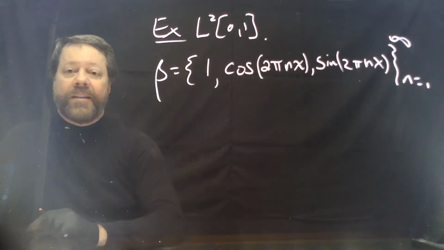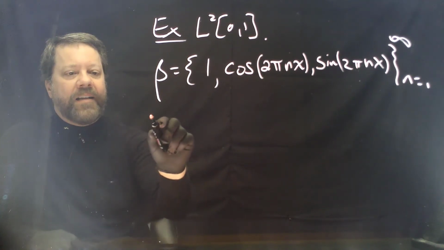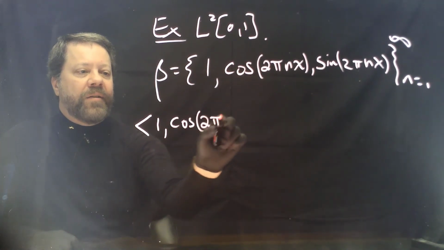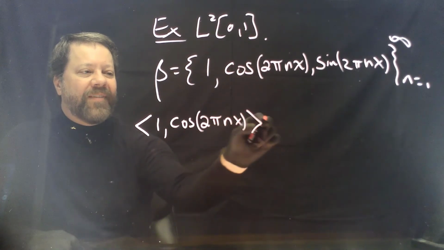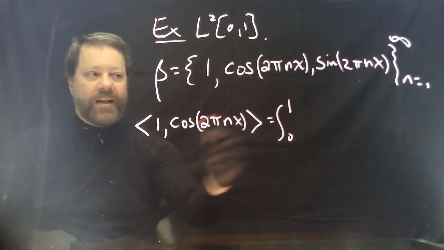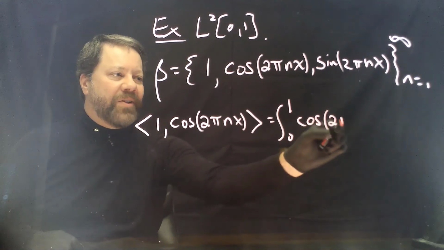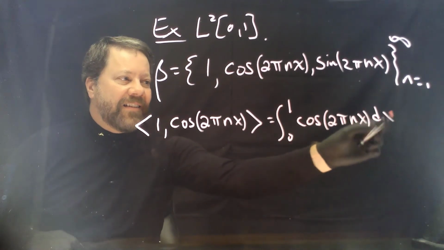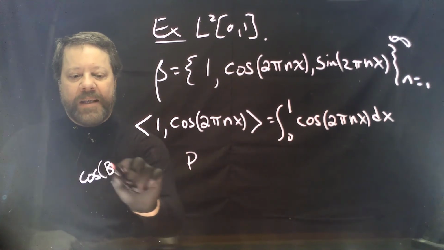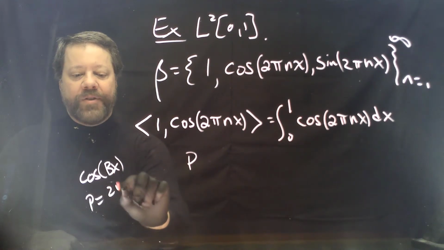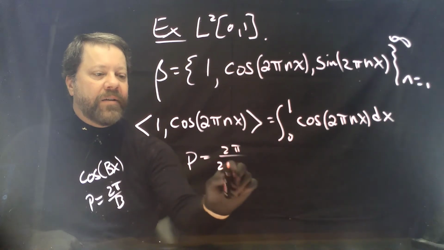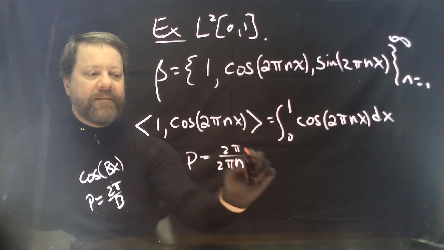The L2 inner product is the integral. Let's take the inner product of 1 with cosine 2 pi nx. That will be the integral from 0 to 1 of 1 times cosine 2 pi nx. Now remember the period of, say, cosine bx, the period formula is 2 pi divided by b. So the period in this case is 2 pi divided by 2 pi n.